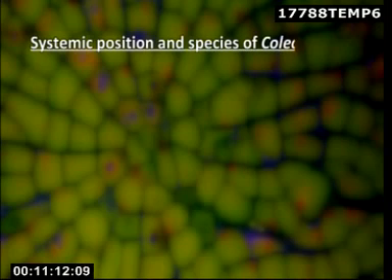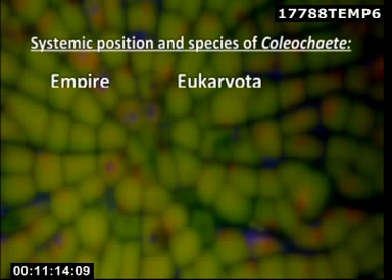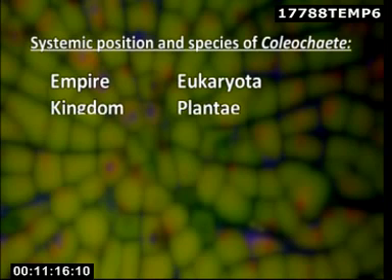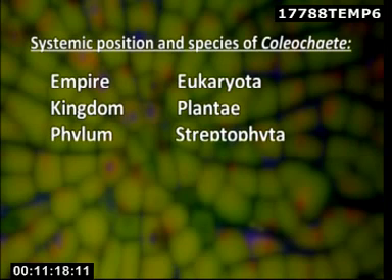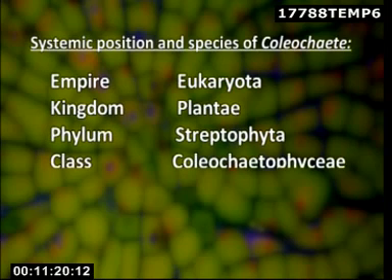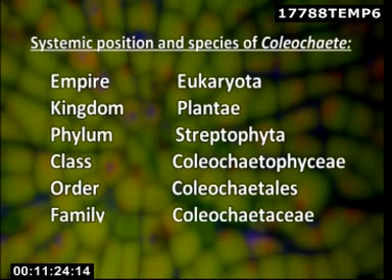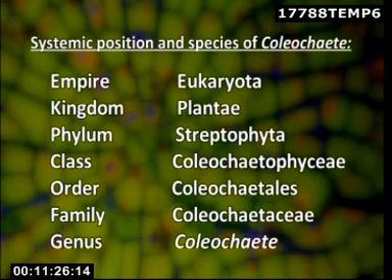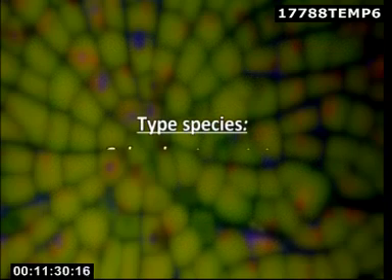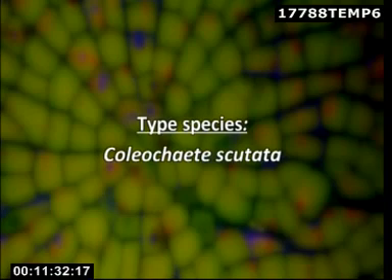Let's analyze its systematic position and number of species. The algal genus belongs to empire Eukaryota, kingdom Plantae, phylum Streptophyta, class Coleochaetophyceae, order Coleochaetales, family Coleochaetaceae, and genus Coleochaete. The type species of the genus is Coleochaete scutata.